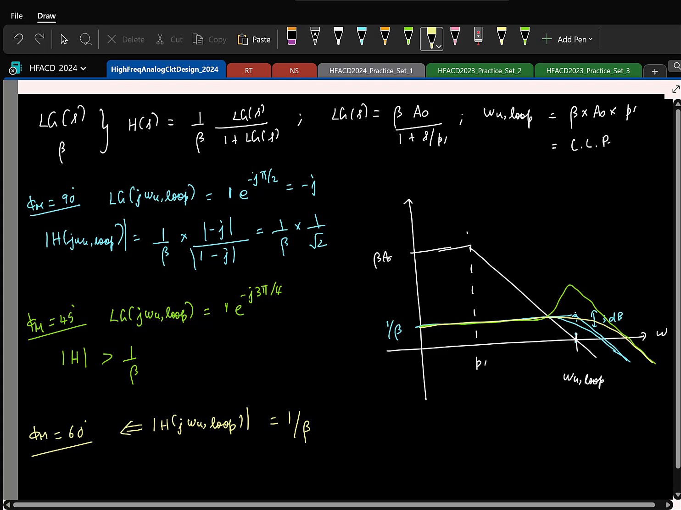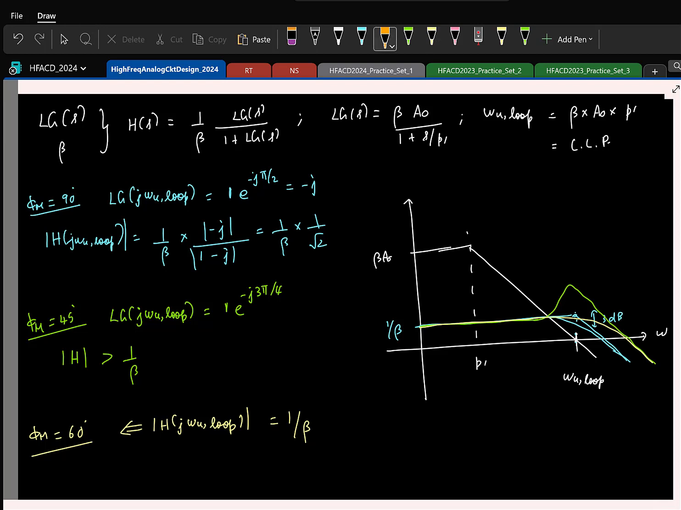And the limiting case, let us say I have a case where the phase margin is 0. Then what can you say about the loop gain? Phase margin is 0, magnitude is 1, phase is minus 180, e power minus j pi. So if I put minus 1 here, what happens to the closed loop transfer function? Infinity, right? So it will basically shoot up to infinity like this.